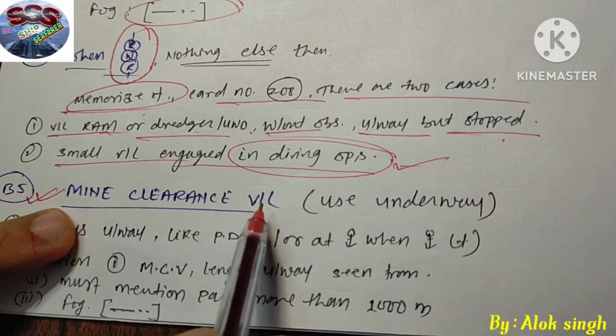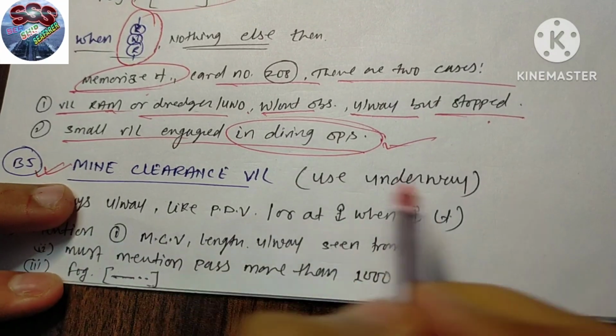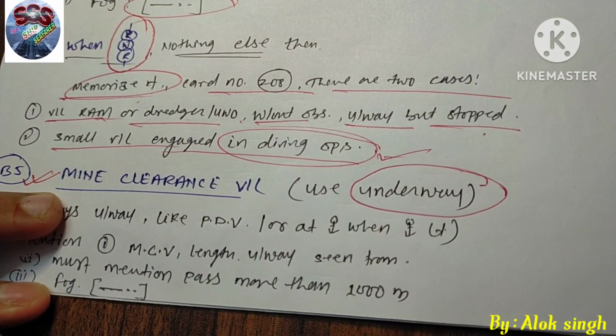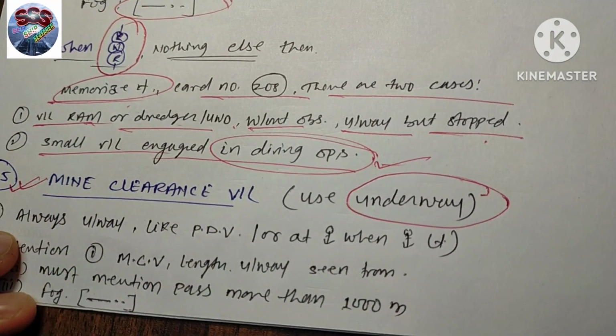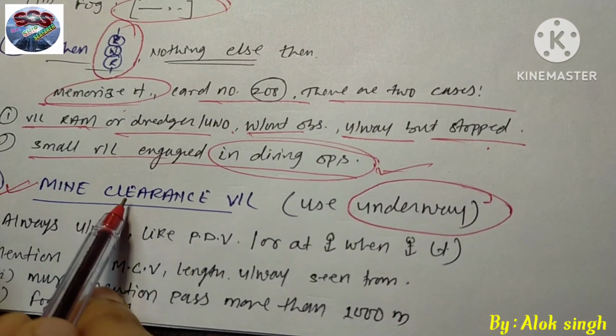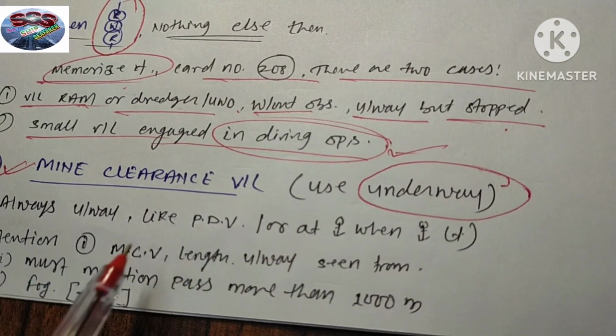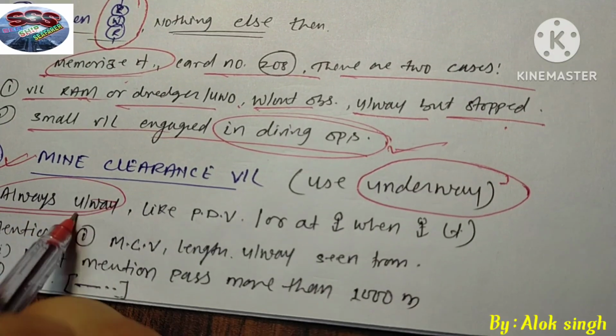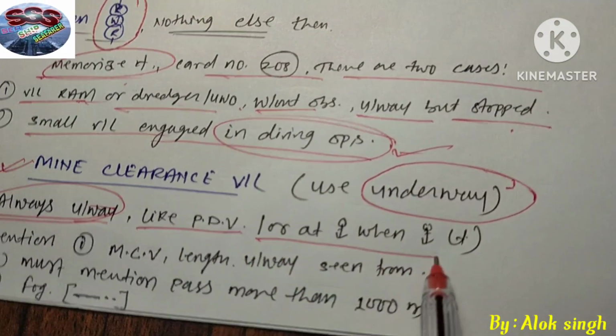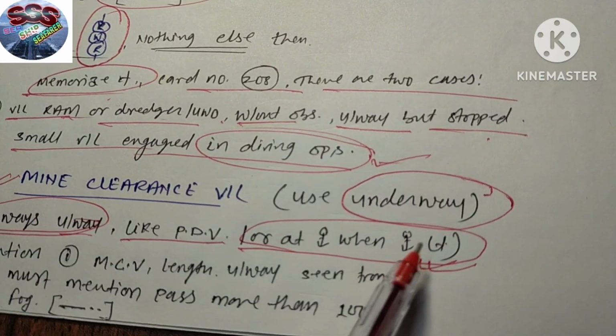And the last condition in this vessel is mine clearance vessel. Although it is a RAM vessel, we have to use the word underway, because this vessel shows the light as per the power-driven vessel, and the special light for this vessel is 3 all-round white lights, as mentioned in number 27. So always underway like a power-driven vessel, or at anchor only when the anchor light is shown.